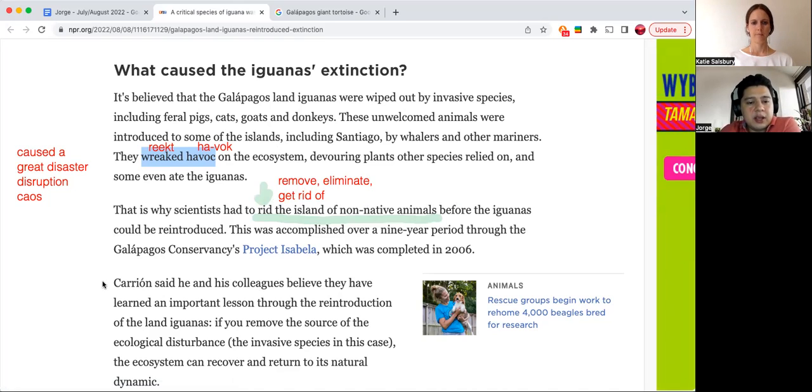Carrion said he and his colleagues believe they have learned an important lesson through the reintroduction of land iguanas. If you remove the source of the ecological disturbance, the invasive species in this case, the ecosystem can recover and return to its natural dynamic.